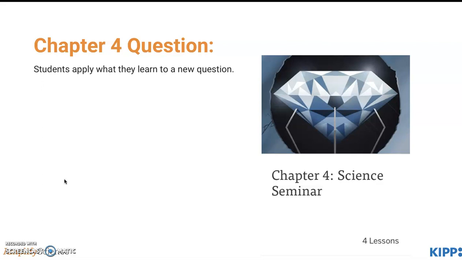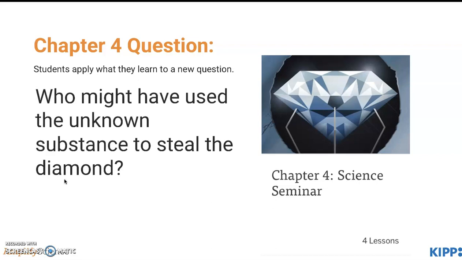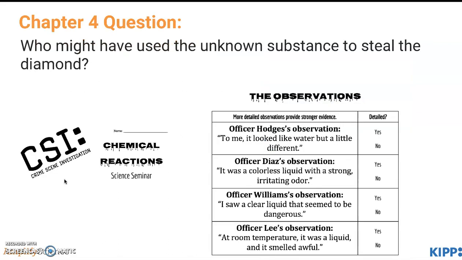Moving to Chapter 4, Science Seminar. This is where students have the opportunity to apply what they learned to a new question. Who might have used the unknown substance to steal the diamond? In Chapter 4, students apply what they have learned about properties, substances, atoms, and chemical reactions to help the police investigate a robbery that involved the use of an unknown substance to steal a diamond.